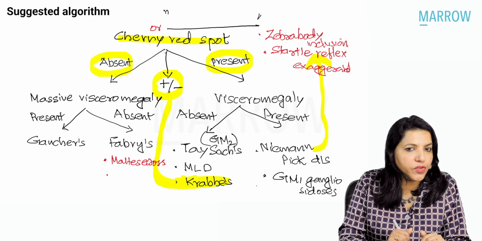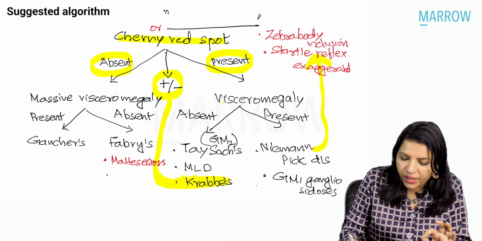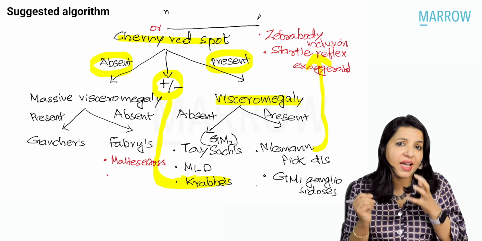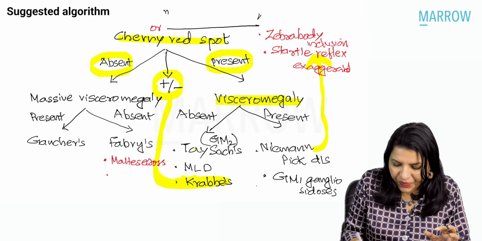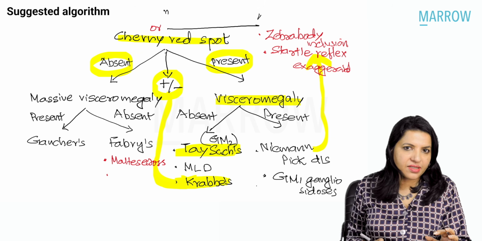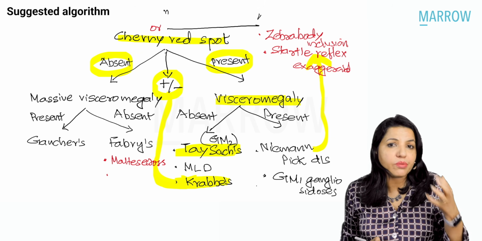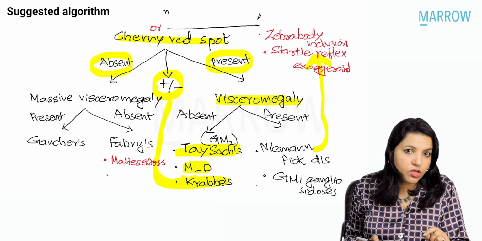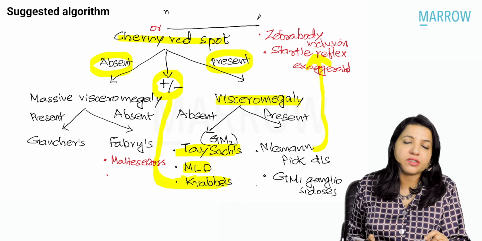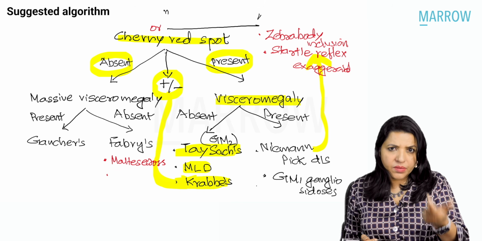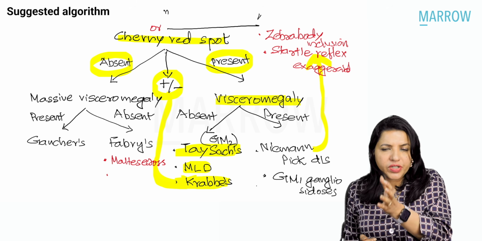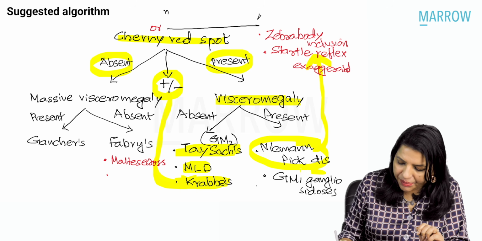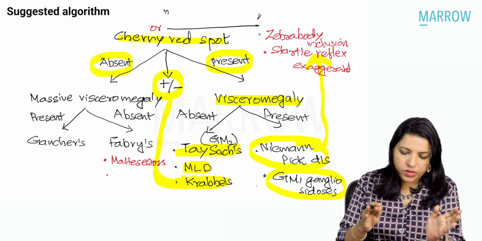Once you see a cherry red spot, you have to check whether there is visceromegaly or not. Visceromegaly is absent in certain conditions. Which are they? One is Tay-Sachs disease, which is considered under GM2 gangliosidosis. Then metachromatic leukodystrophy, where visceromegaly is absent. Then Krabbe disease, where visceromegaly is also absent, but cherry red spot is present. Now, visceromegaly present: it is Niemann-Pick disease, or it can be a case of GM1 gangliosidosis. So that is one side.